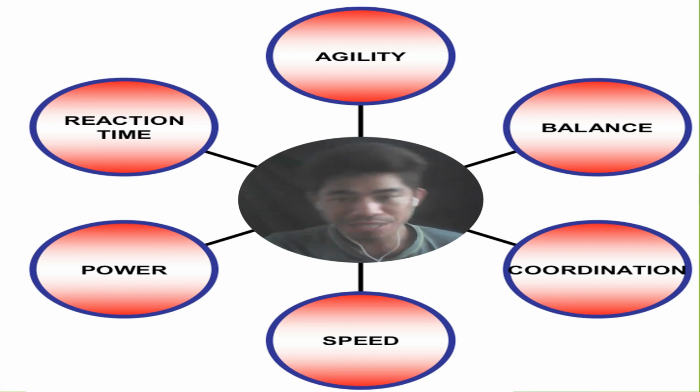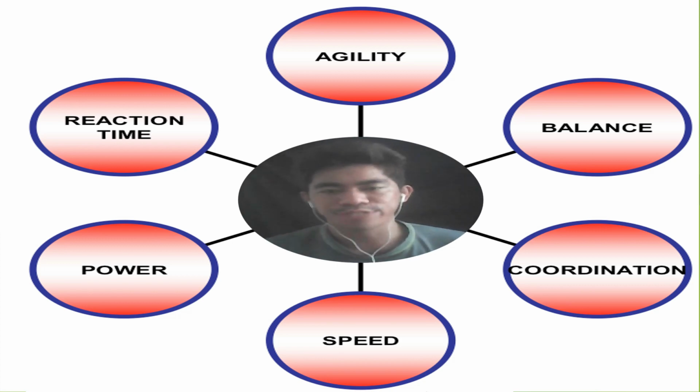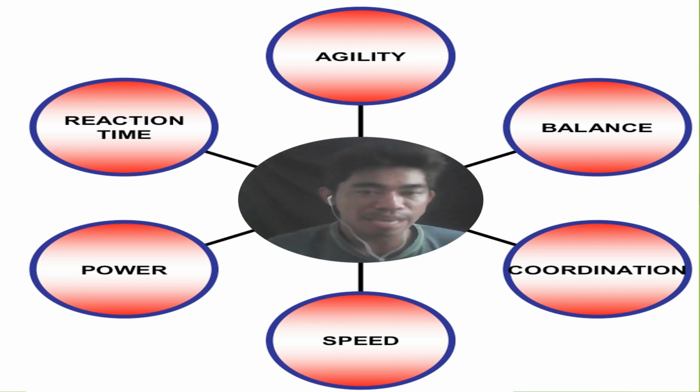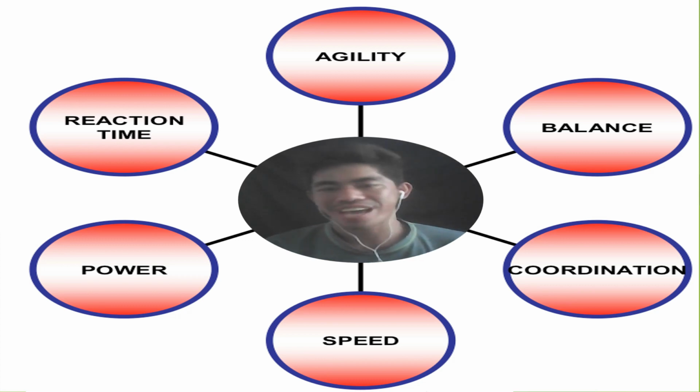Now let's proceed to our second, and that is skill-related fitness. We have six for skill-related fitness, namely agility, balance, coordination, speed, power, reaction time.